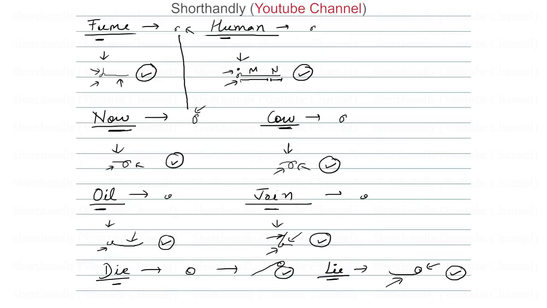Alright, so that's how you represent the sounds of U, ow, oi, and I. Alright, so that's all about the diphthongs, and I will see you in the next video.